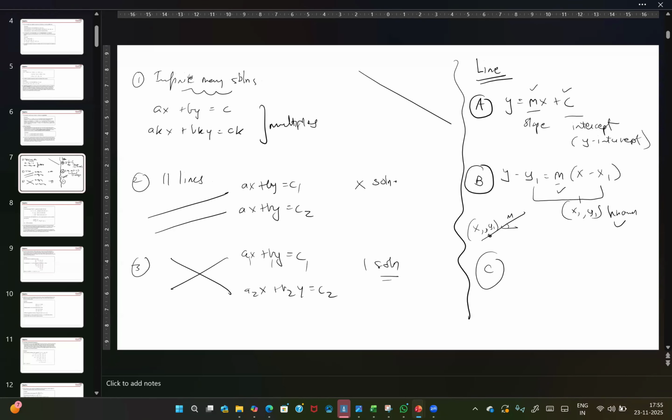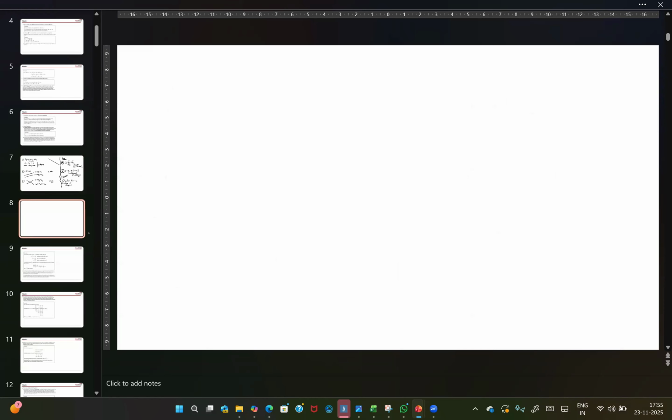Third is we get an equation of this format, ax plus by equal to c. Now the question is, if we have an equation of this format, what is the slope and what is the intercept? This is important because a lot of times the equation will be given directly to us, and then we will need to interpret what the slope is.